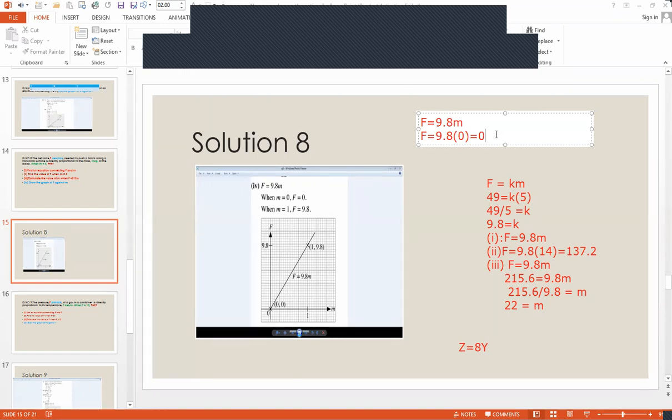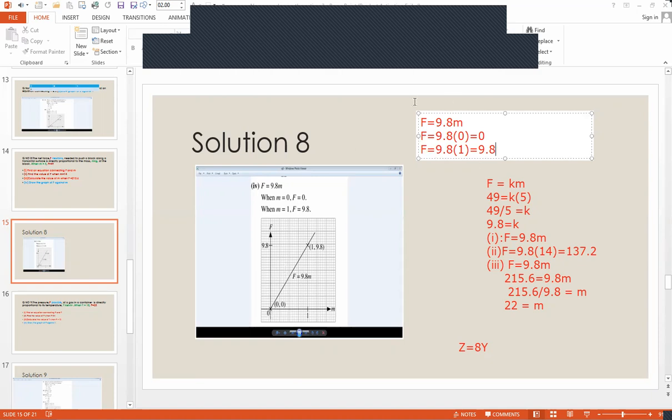Secondly, now you have to take the second value of m, and that you have to take 1. So again, we write F is equal to 9.8 multiplied by 1, and obviously you will get 9.8. And how do you show it? Very easy. This one is your m-axis, that is your F-axis, and from here you have to take 0 and 1, and here you have to take 0 and 9.8.